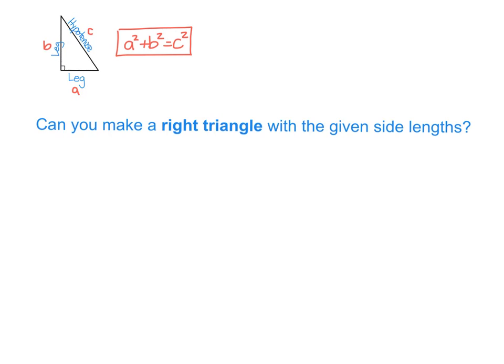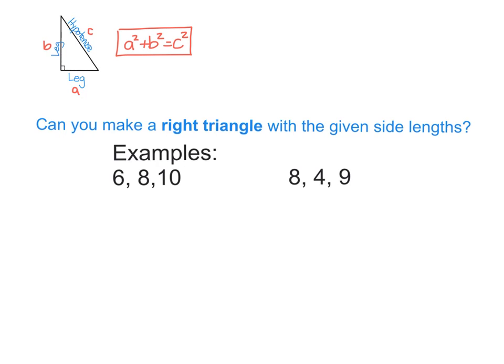But in order to make a right triangle, we have to have the relationship A squared plus B squared equals C squared. So the sum of the squares of the two smaller sides must add up to exactly the square of the third side, which is the longest.